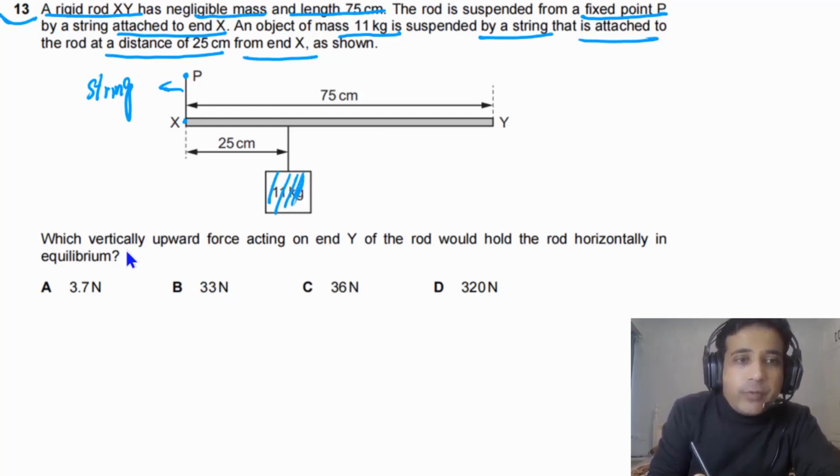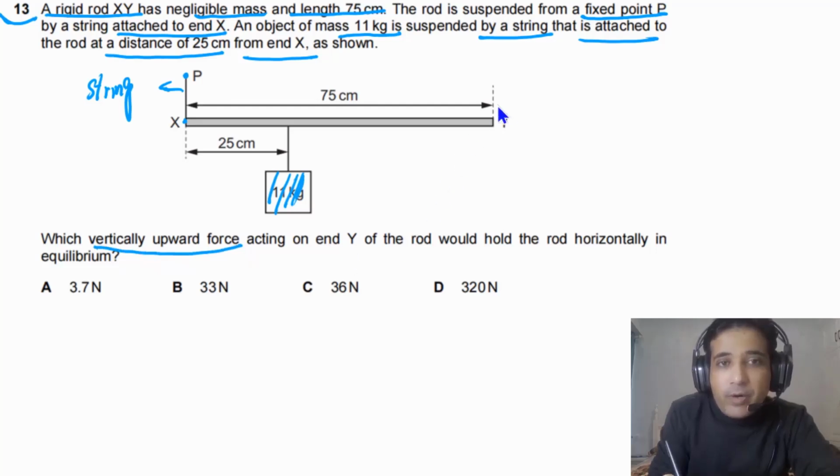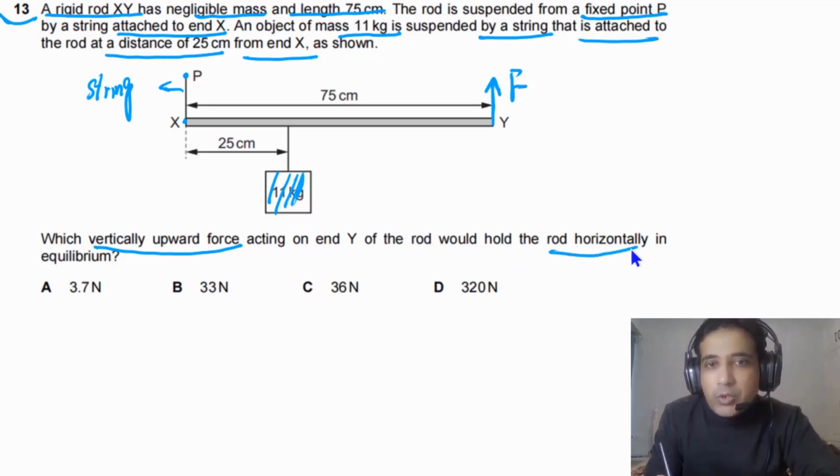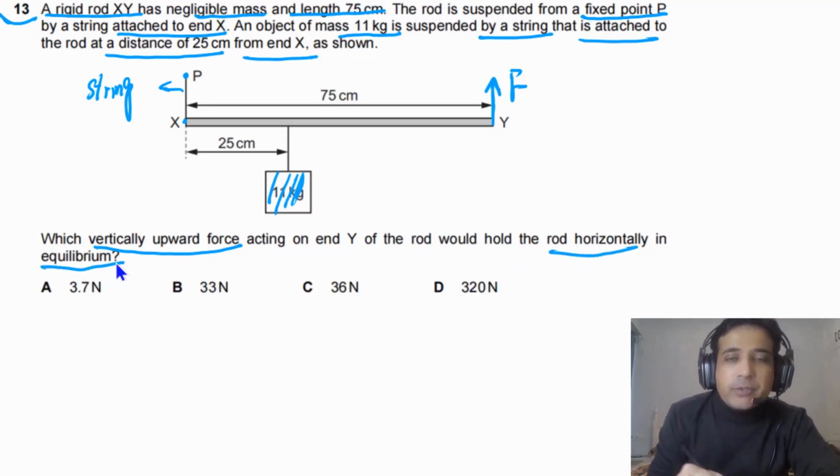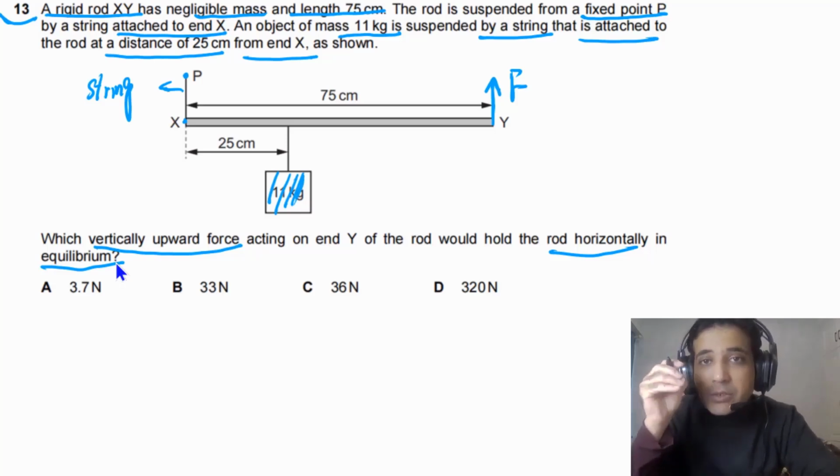We need to find out which vertically upward force acting on end Y, means on this end vertically upward, so this force has to be vertically acting upward, so we can say this force is F. On end Y of the rod would hold the rod horizontally in equilibrium. So this rod has to be in equilibrium. As it is given to you, the rod is in equilibrium. It simply means that you need to use conditions for equilibrium to find the answer.